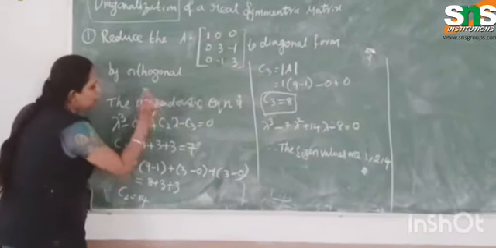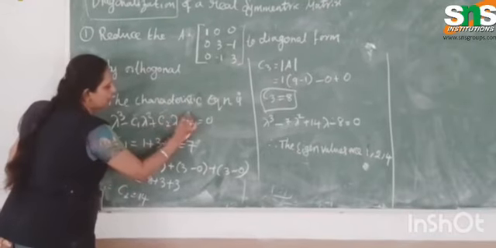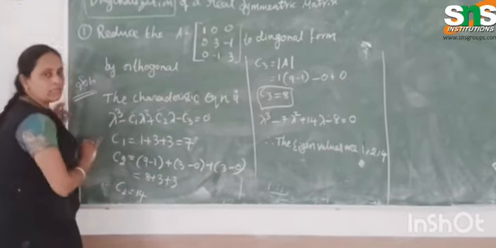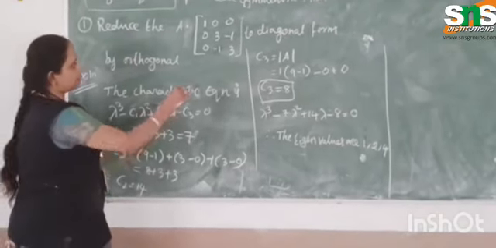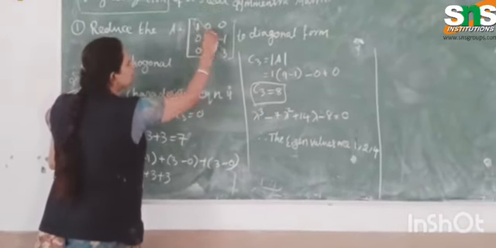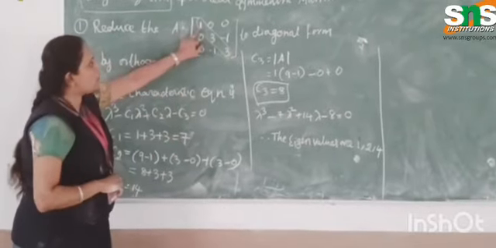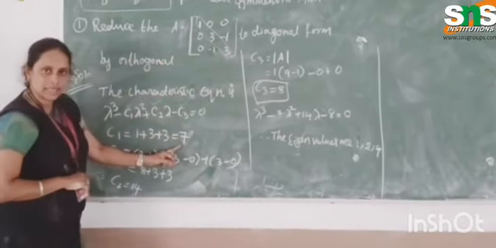Here we need to find c1, c2 and c3. c1 is the sum of the main diagonal elements. Adding all the diagonal elements, 1 plus 3 plus 3, we get 7.